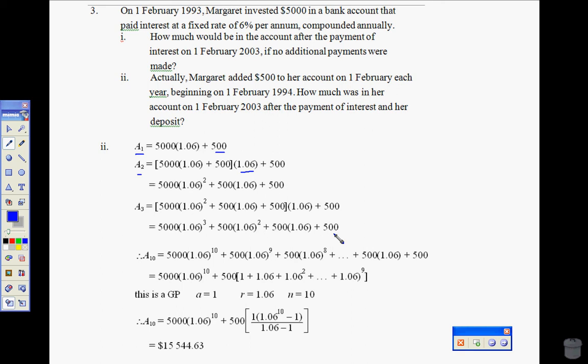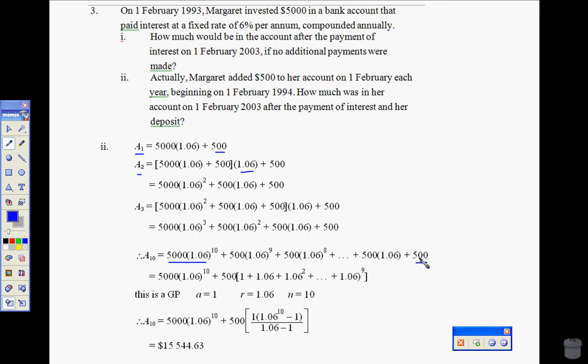If we jump through to 1st of February 2003, there's the amount from part 1, where we've calculated all that. That's just separate. But then here's the $500 that has been invested in 2003. It hasn't gained any interest, because this is the amount there at the 1st of February 2003. So it hasn't gained any interest at all.